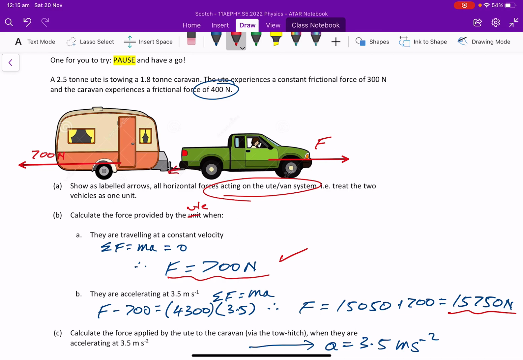Now, as we did before, gentlemen, I could have worked out the force that the caravan's applying to the truck or the ute. That would be less than this force by an amount equal to ma, and that would be another way to do it, because this force that the ute is applying to the caravan must be exactly equal in magnitude to the force that the caravan's applying to the ute.